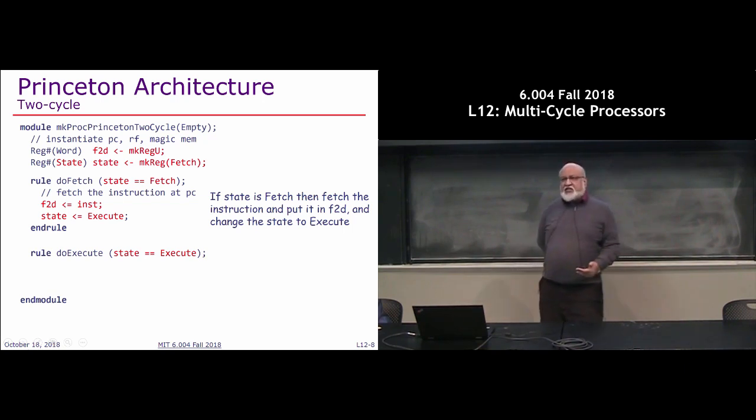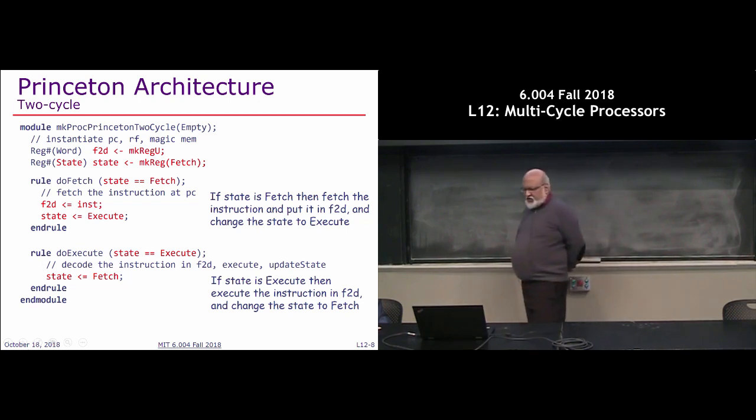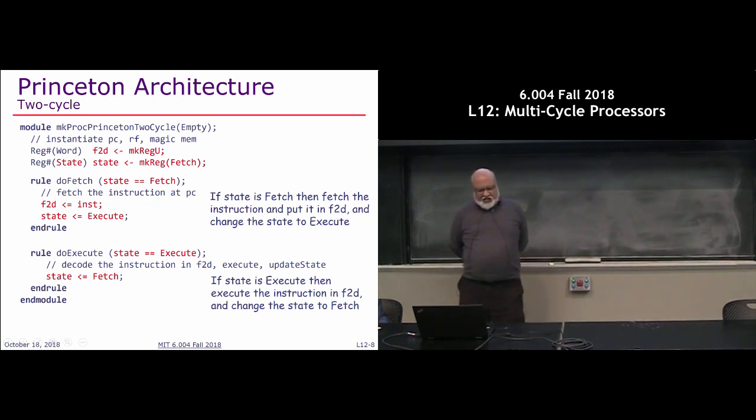And what happens in the execute stage? In the execute stage, you're saying if the state is execute, then execute the instruction in F to D, and change the state to fetch. So it's like ping-ponging, right? You fetch the instruction, it's in F to D, and once it's in F to D, you execute it, and you go back to fetch.